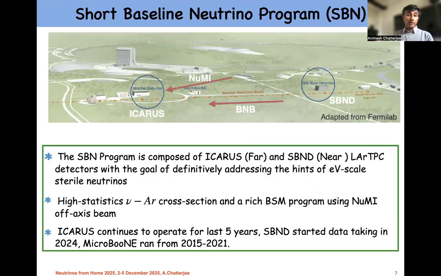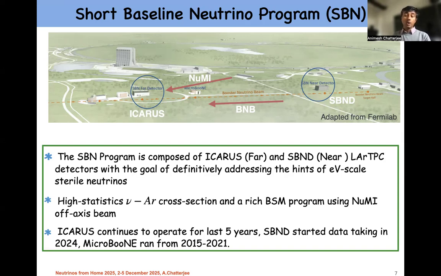Now, to understand or discover these scenarios, the Short-Baseline Neutrino program at Fermilab is designed using a two-detector concept: the far detector, which is ICARUS, which I'm going to talk about in more detail, and the near detector, SBND. Both are liquid argon TPC detectors. The primary goal is definitely addressing the sterile neutrino anomaly that has been observed, as well as neutrino-argon cross sections with huge statistics, and reaching a beyond-standard-model physics program using the NuMI beam at ICARUS, as well as the booster neutrino beam at SBND.